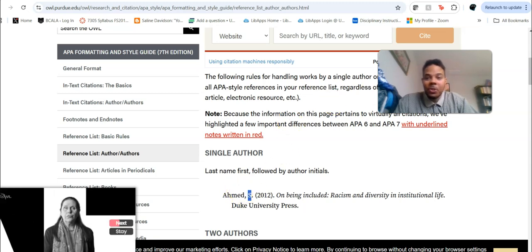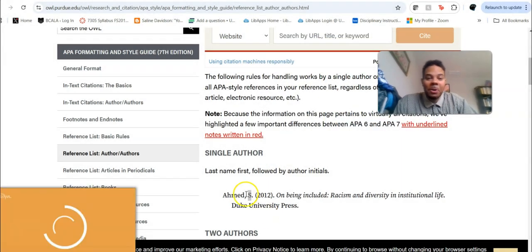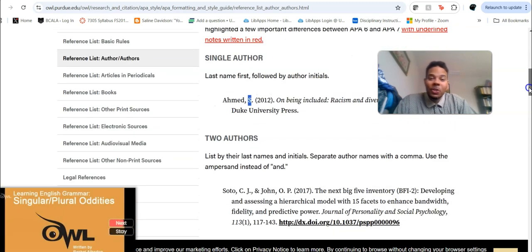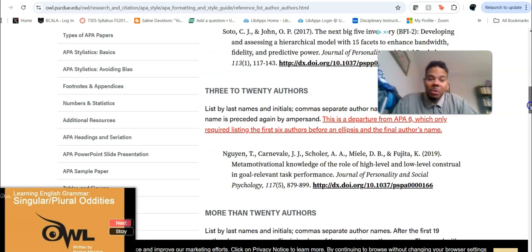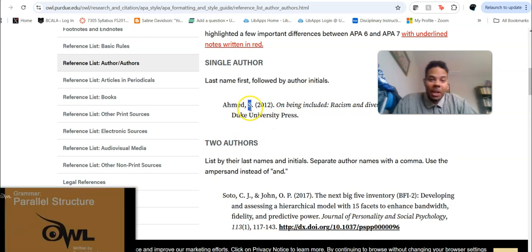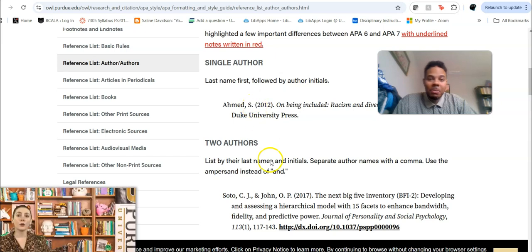I think some people assume that when they see APA reference lists and they see that the first name and the middle name aren't written out, it's because people didn't have access to it. No, they did have access to it. It's just that in APA, you don't format it that way. You don't write out the given names, the first name and the middle name, in the reference list. So you see that here. You just see Ahmad, comma, S period.